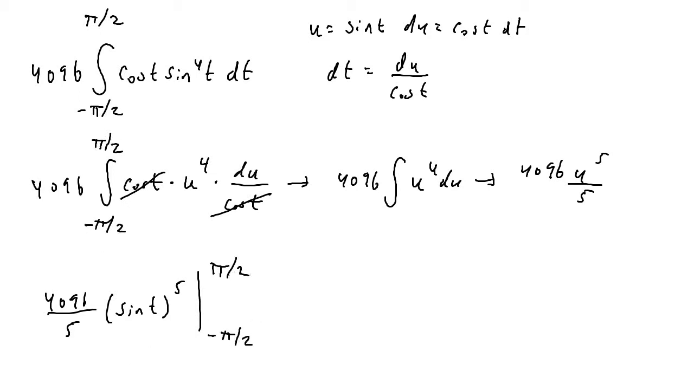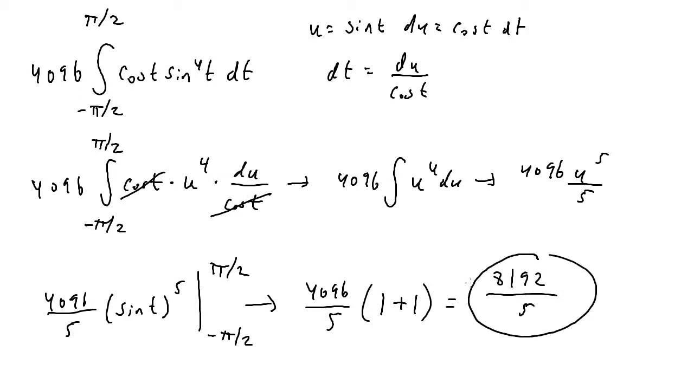And so when I go ahead and evaluate, we get 4096 over 5 times, now sine of pi over 2 is going to be 1, 1 to the 5th is 1, minus sine of negative pi over 2. Sine of negative pi over 2 is going to be negative 1, and negative 1 to the 5th is also negative 1. So minus a negative 1 would mean plus 1. And so we have 2 times 4096, which is going to be 8192 over 5. And that's the final answer.